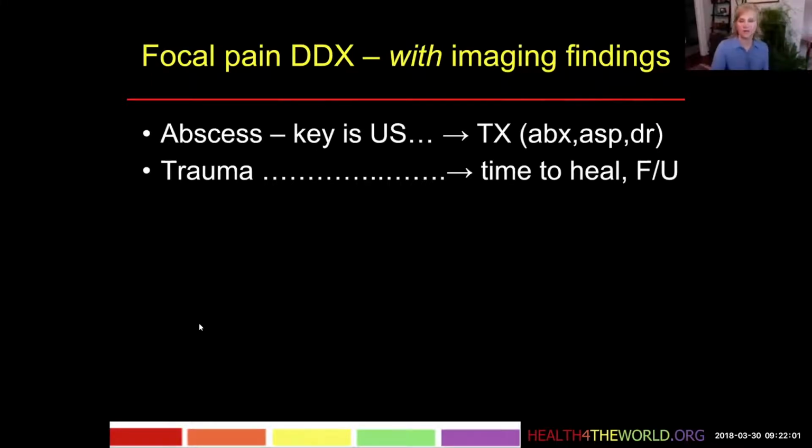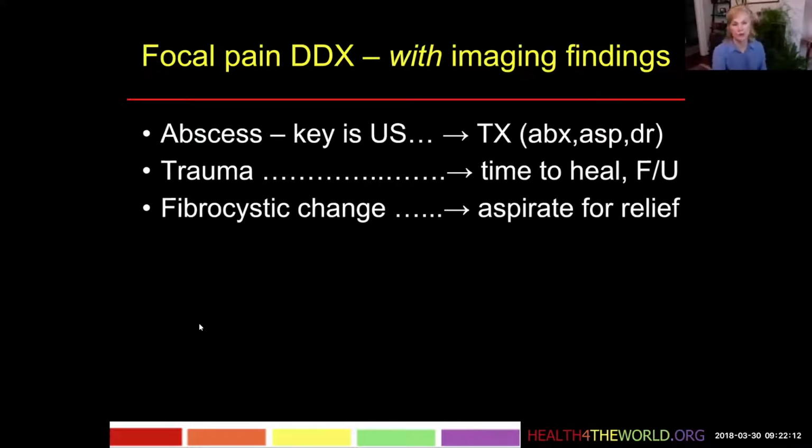If that's the case, all that is needed is time to heal and follow-up examination, perhaps, to make sure that there isn't an underlying cancer. Third, fibrocystic change can cause focal pain. This is typically a cyst which has become very full of fluid, and it has become tense and tight and full, like a full water balloon, and the patient might need to have aspiration just for relief of pain, but not for diagnostic purposes.